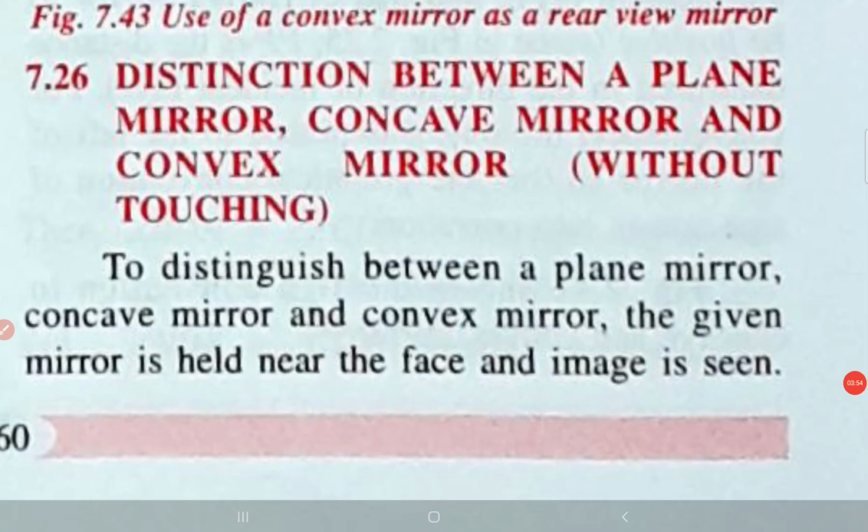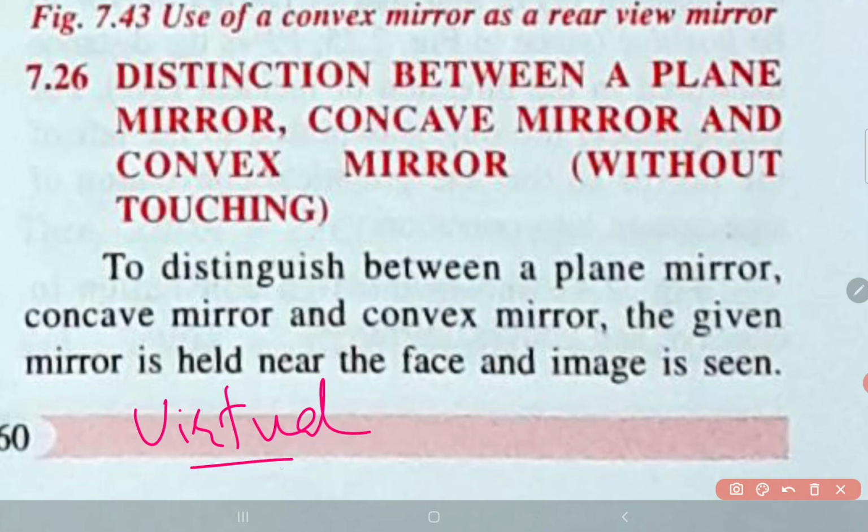So, now a distinction between the plane mirror, the concave mirror as well as the convex mirror without touching. So, if you do not want to touch them, how will you distinguish these three mirrors? We can distinguish these three mirrors with the help of the image formed. All three will form a virtual image, remember, all three form virtual images.